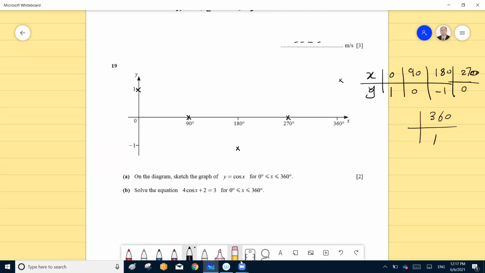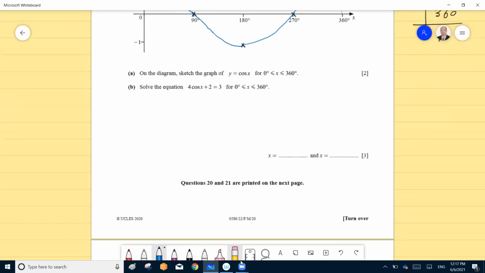Simply go to the graph and, by using your hand, draw a smooth curve passing through these points, okay? This is the curve of the cosine function from 0 to 360, exactly something like that, okay?